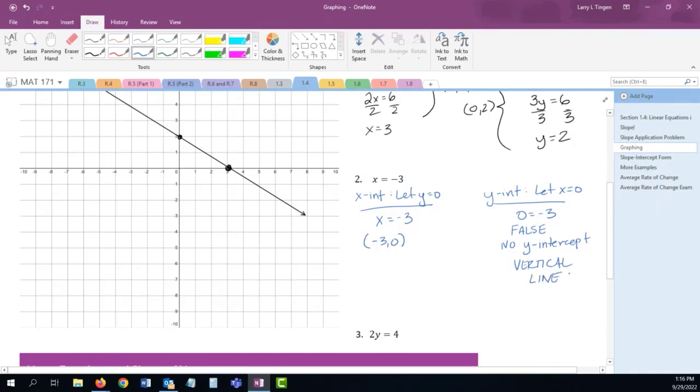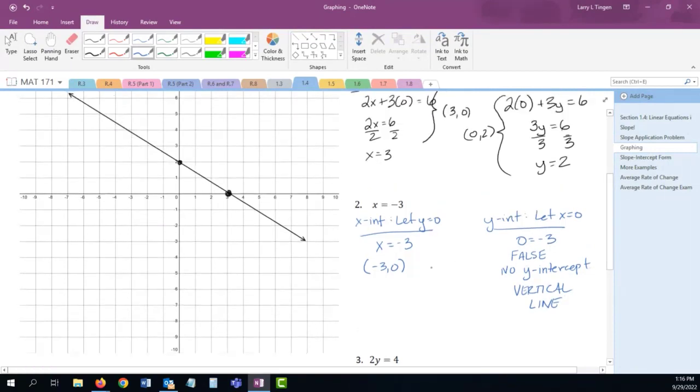I still need 2 points though. So if you're not comfortable with a vertical line at -3, you can find another y value to plug in. So I'm going to let y equal, let's do 2 here just for fun. It can be anything you want, because if y is 2, x is -3, because that's just the equation that I got. x equals -3. So now this gives me the point (-3, 2).